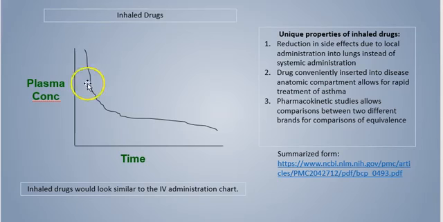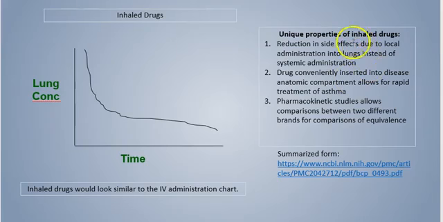Well, inhaled drugs have a similar distribution curve to the IV drugs. These inhaled drugs reach their peak plasma concentration, or their peak concentration within the lungs, relatively quickly. Maybe we couldn't call it plasma concentration, but we'll call it lung concentration. That's a little bit better. The inhaled drugs reach their peak lung concentration in a much quicker time frame than some of the oral agents. And so that gives us some unique properties of inhaled drugs.